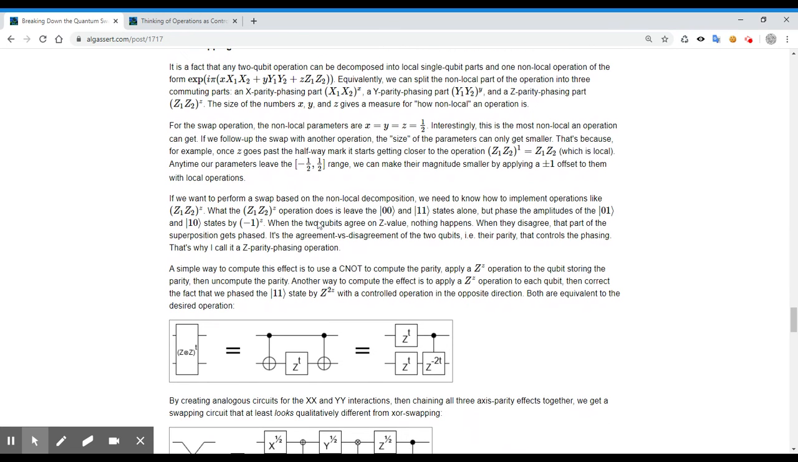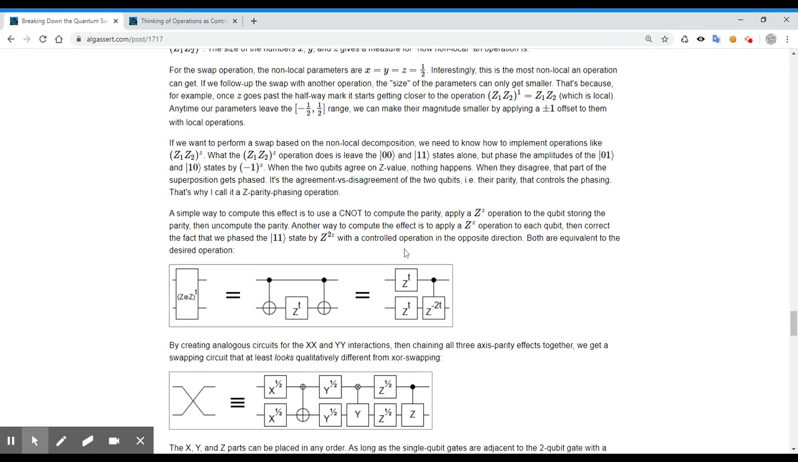If we want to perform a swap based on the non-local decomposition, we need to know how to implement operations like Z1 Z2 to the power Z. What the operation does is leave the 0,0 and the 1,1 states alone, but phases the amplitudes of the 0,1 and the 1,0 states by -1 to the power of Z. Okay. When the two qubits agree on the Z value, nothing happens. When they disagree, that part of the superposition gets phased. It is the agreement versus disagreement of the two qubits, their parity, that controls the phasing. That is why I call it a Z-parity phasing operation. What?